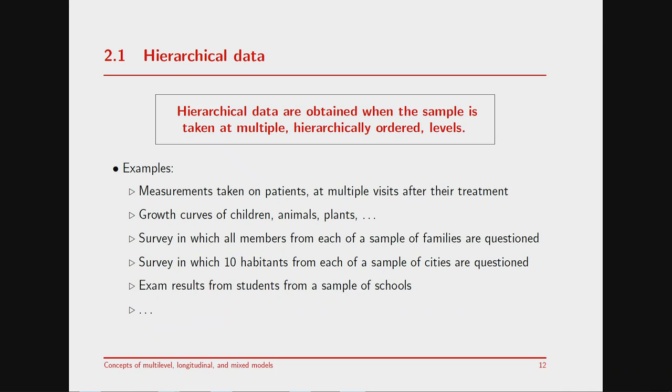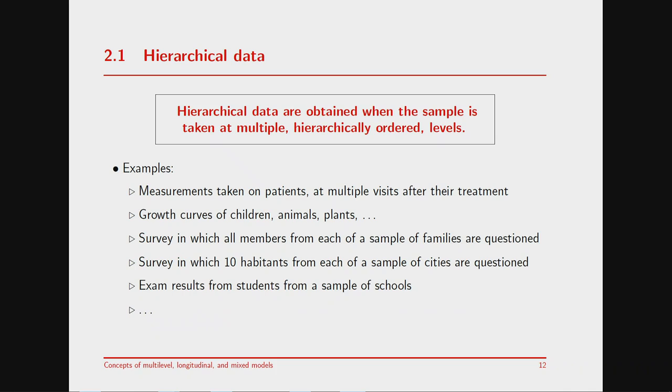Another example would be that you randomly sample 10 different towns or cities in a country, and then in each city that you have sampled, you randomly sample a number of inhabitants. Again, you have this clustered data structure, because the first level would be the level of the towns that you have sampled, and the level below that is the inhabitants living within these towns that you have also sampled. So that's what we mean by a hierarchical data structure.